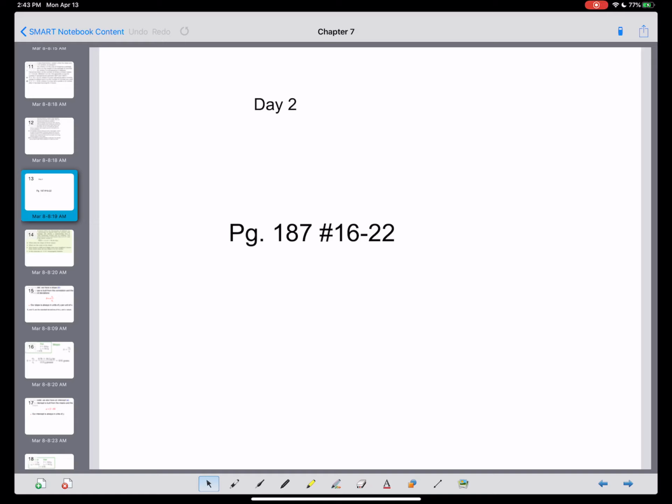Cool cats and kittens. This is going to be chapter 7 continued. There's your homework right there, page 187, number 16 through 22. All okay?